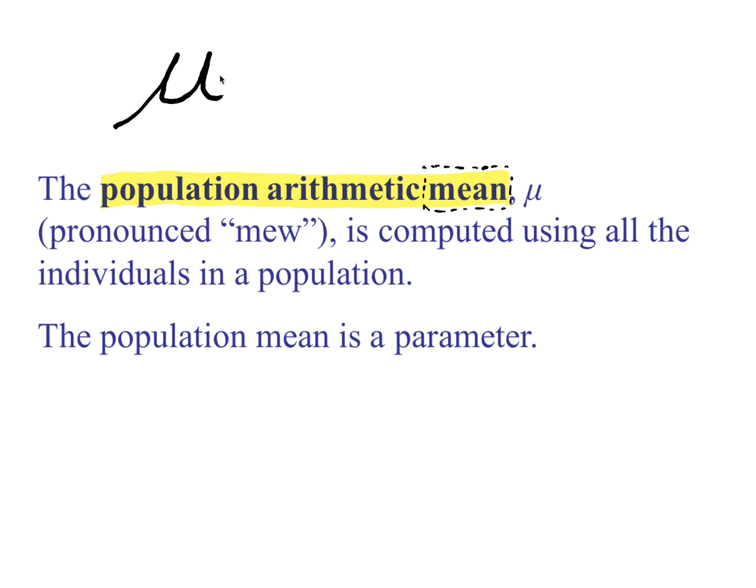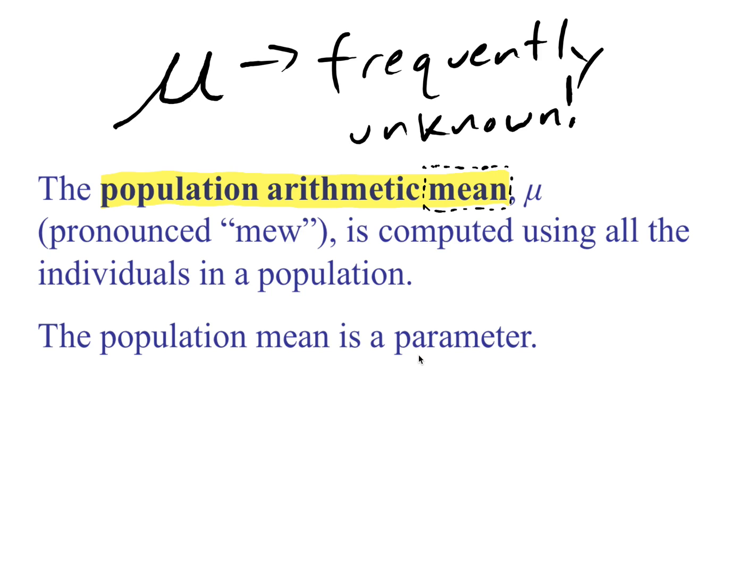So sometimes this might be dealing with a very large number of individuals, and this number, this population mean, is frequently hard to know. And like we mentioned before, that's true of parameters. Parameters are numbers that describe the population. Mu is a number that describes the population, and parameters tend to be unknown because they're describing a large group of individuals.